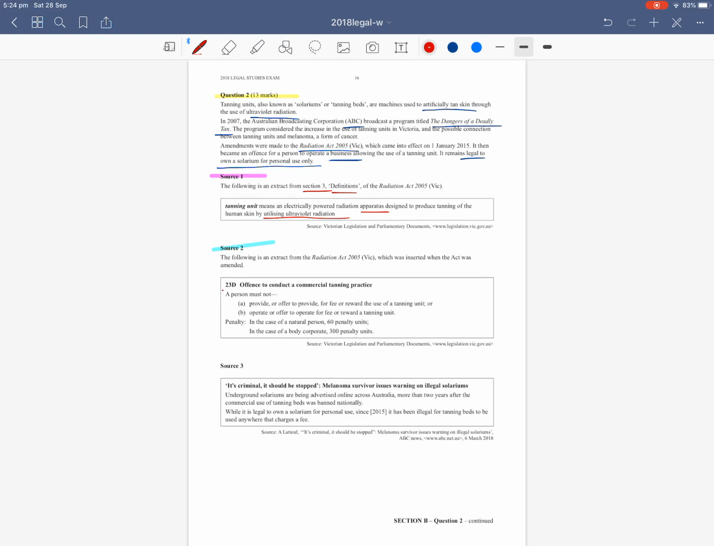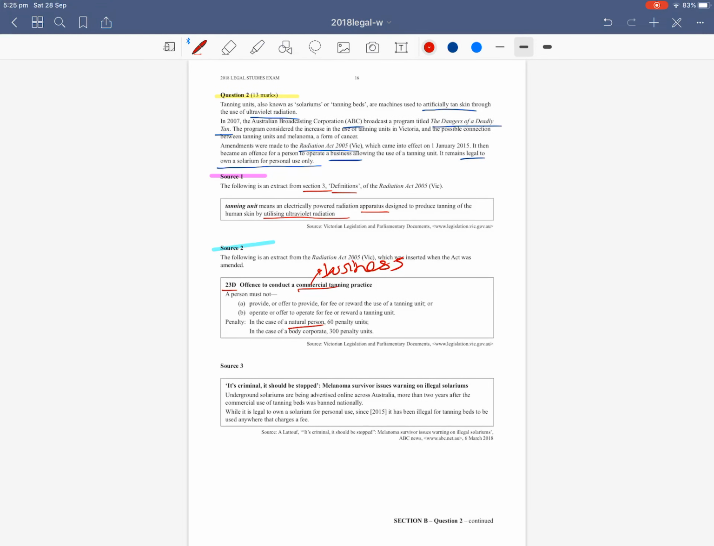23D says, offence to conduct a commercial tanning practice. Commercial means business. We know this. A person must not provide or offer to provide for fee or reward the use of a tanning unit, or operate or offer to operate for fee or reward a tanning unit.